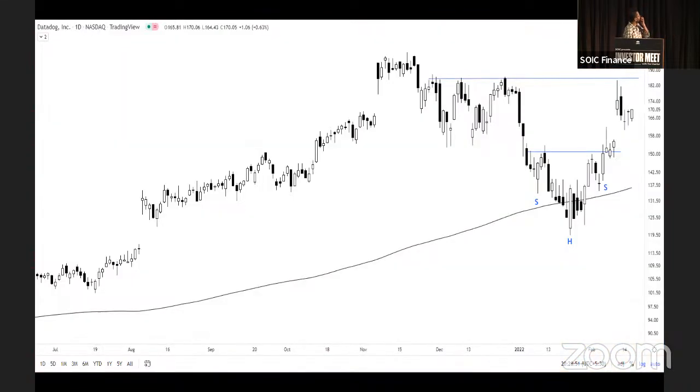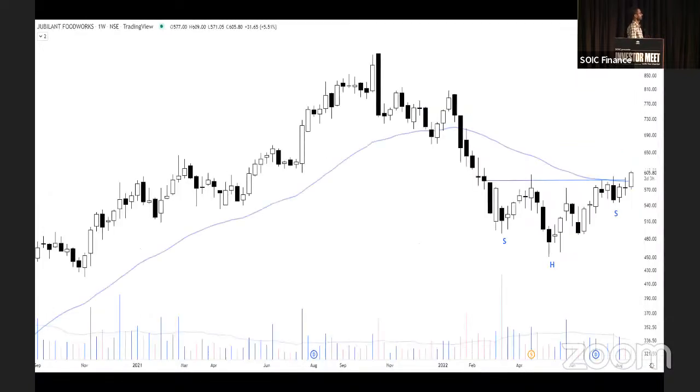Next, sir. So Datadog in USA, next. These are all examples. Your stock basically falls down. It stops forming fresh lows and breaks out. So this was a false breakout in Jubilant Food. Now it's at 535. So next chart, sir.